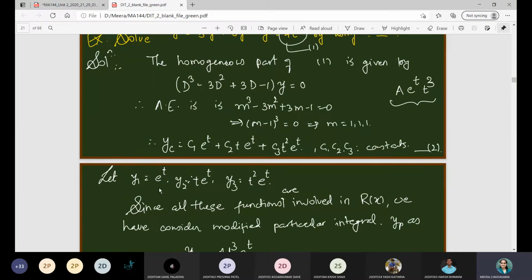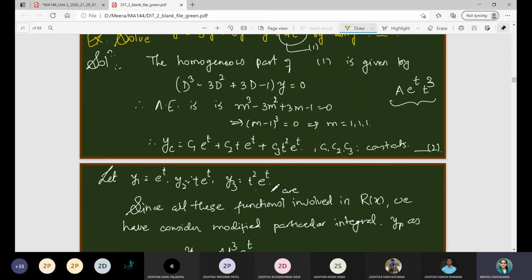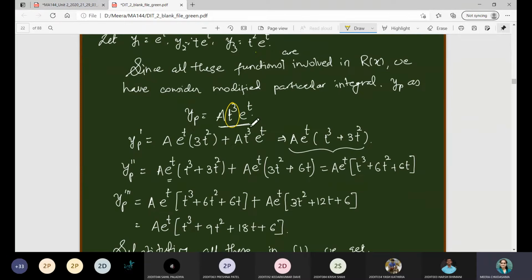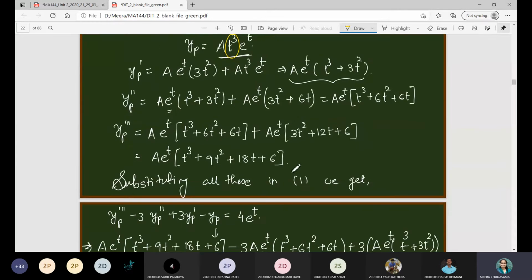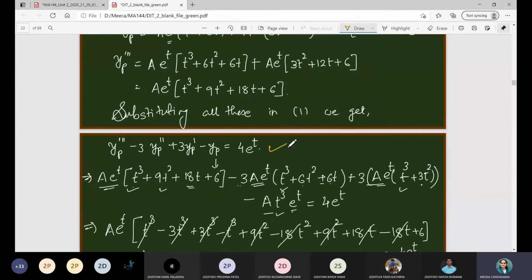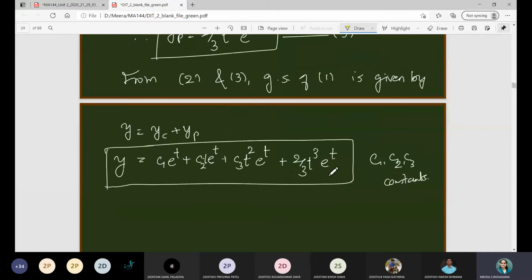So in this case, you can see that e raised to t, t e raised to t, t square e raised to t, all these are already occurred in the right hand side function. So again, we have to modify it, meaning we have to multiply it with t. So t cube e raised to t into a constant quantity will be the choice. After that, consecutive derivatives you have to consider, then substitute in the given differential equation. You are able to determine the constant quantities, and then you are able to write the general solution. So this is the flow of the example. So try to solve this example.